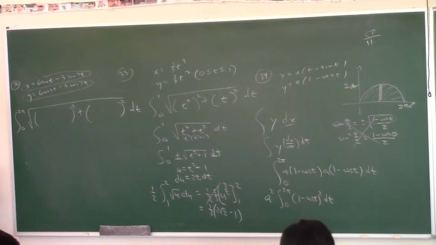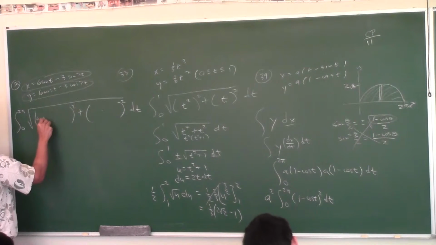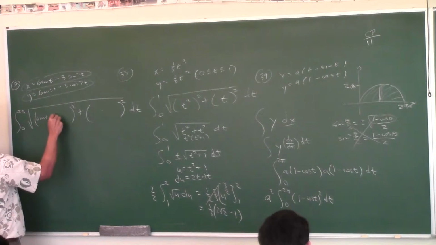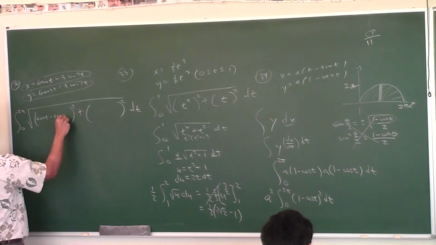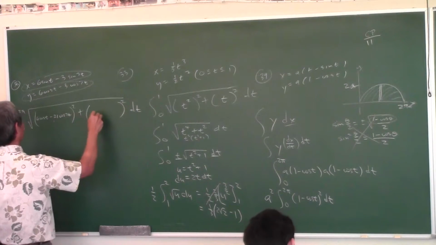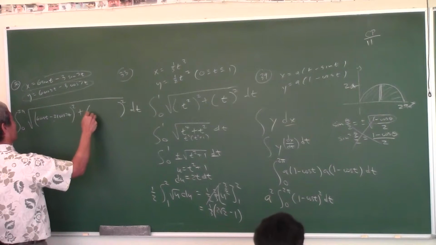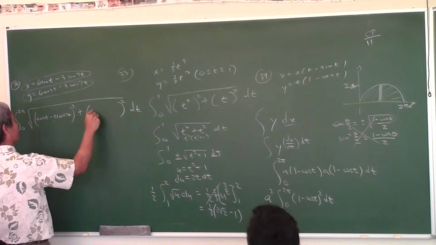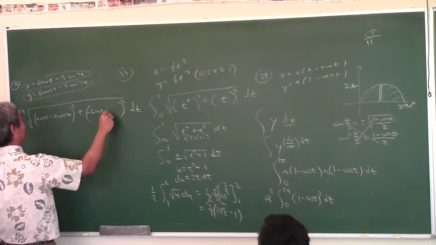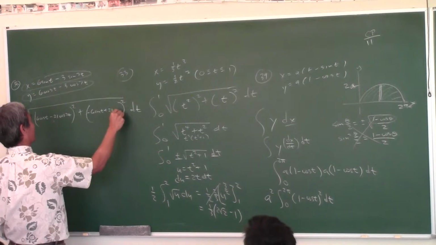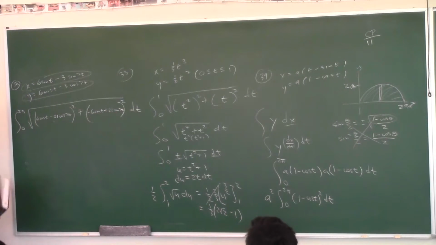Okay, what's the derivative of the first one? 6 cosine t minus 21 cosine 7t. Okay, and what's the derivative of the second one? Negative 6 sine t plus 21 sine 7t. That is correct. And then just pick out the answers.